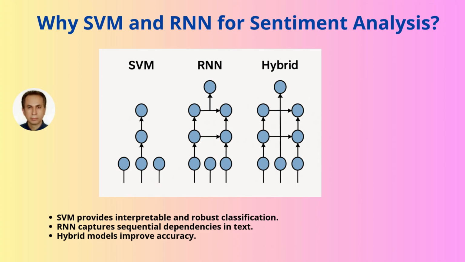The authors used SVM because it provides robust and interpretable results. RNNs, on the other hand, capture sequential relationships in text, making them effective for sentiment analysis. The paper demonstrates that hybrid models combining both approaches achieve the best accuracy.